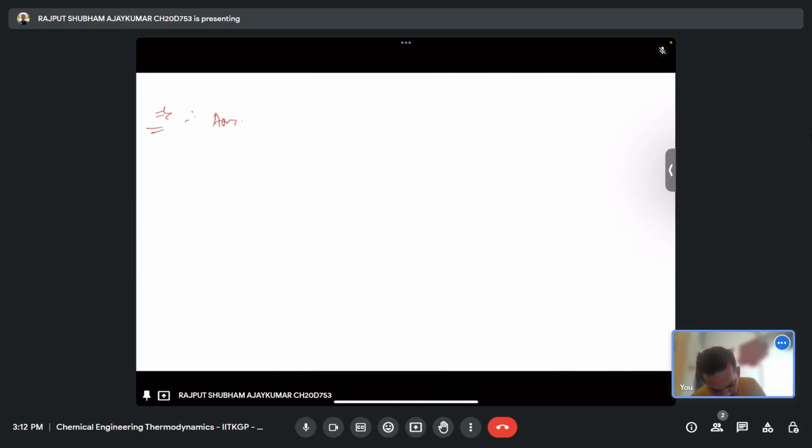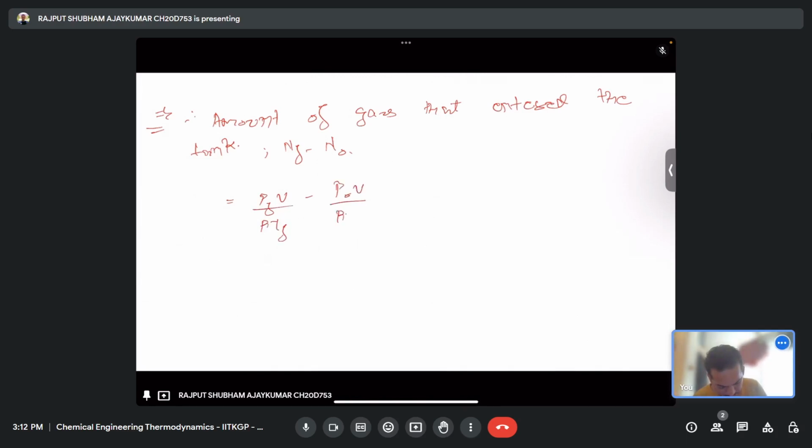Okay, so the amount of gas that has entered the tank is equal to P naught V upon R T naught, and we'll simplify this equation, Tf by Tf minus T naught by T naught.